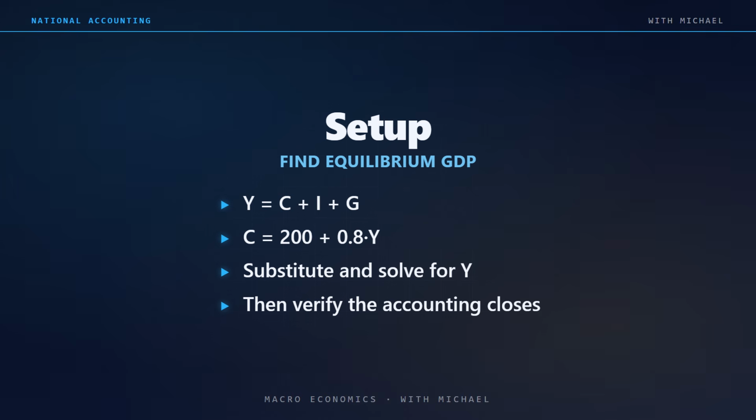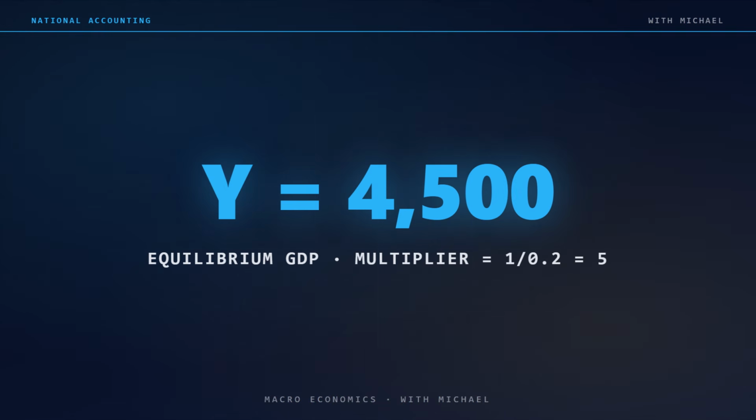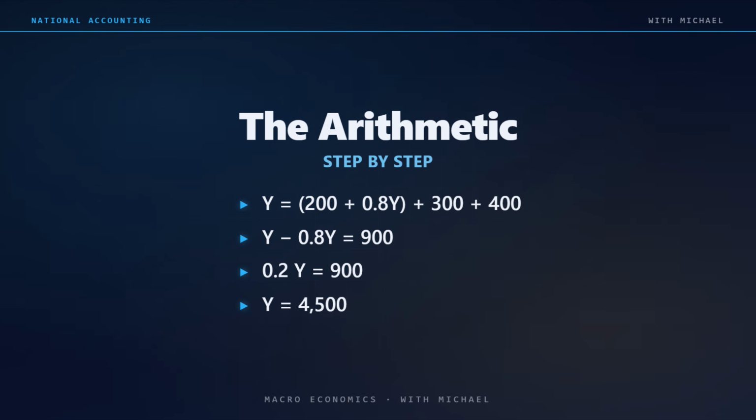We want to find the equilibrium GDP. Set Y equals C plus I plus G. Substitute the consumption function, C equals 200 plus 0.8 times Y. We get Y equals 200 plus 0.8 Y plus 300 plus 400. Collect terms. Y minus 0.8 Y equals 900. 0.2 Y equals 900. Y equals 4,500. So equilibrium GDP is 4,500.